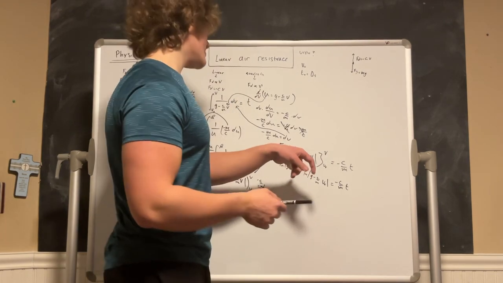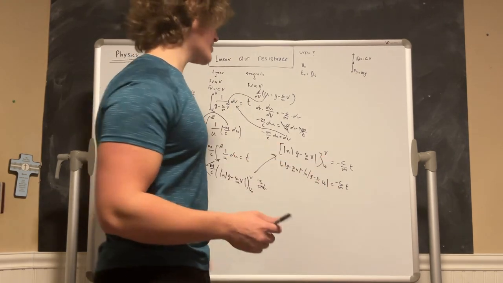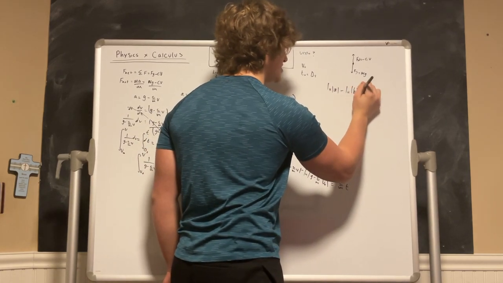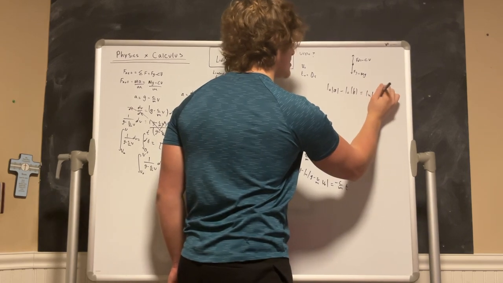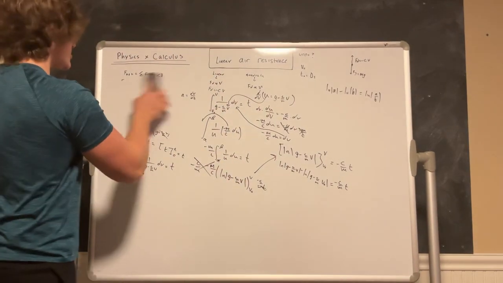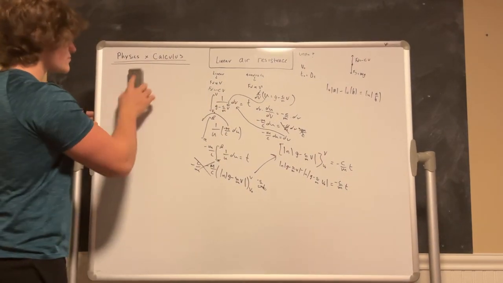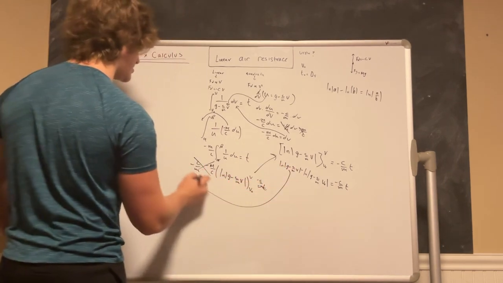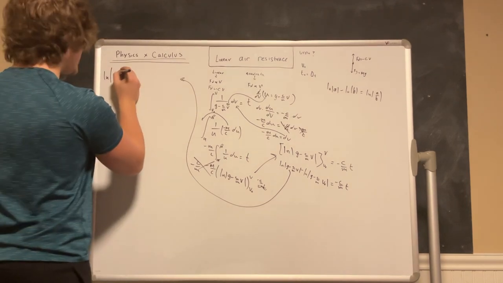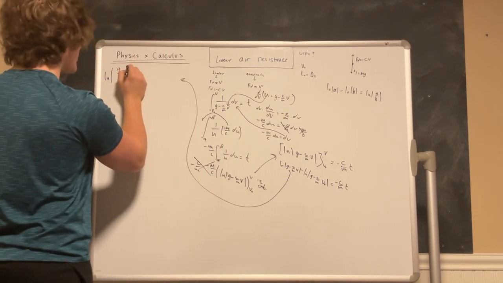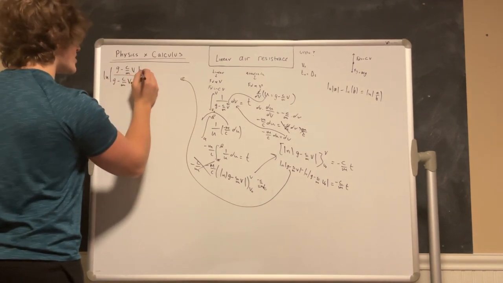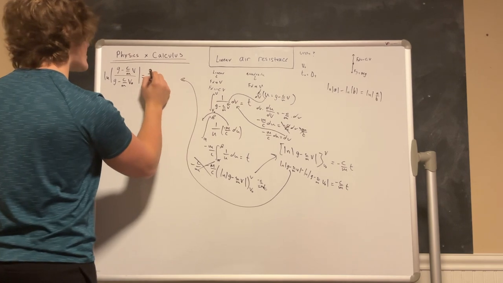Now we know that the ln of the absolute value of a minus the ln of the absolute value of b is equal to the ln of a over b due to natural log rules. So we can go ahead and rewrite it as such. This gives us the ln of g minus c over m times v, divided by g minus c over m times v sub 0, is equal to negative c over m t.